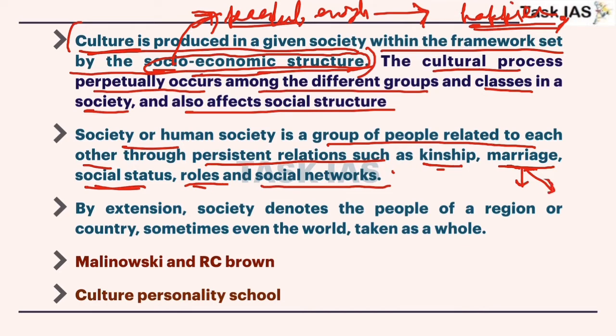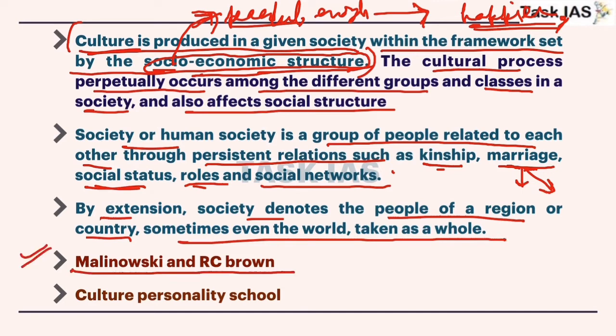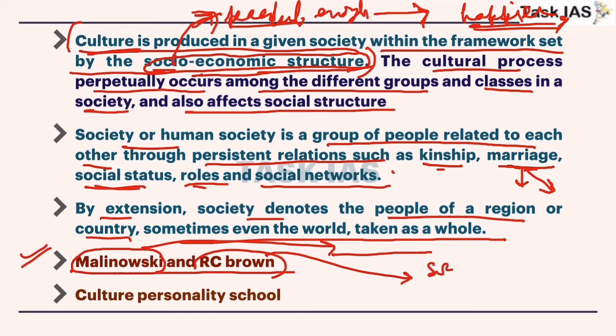Now you can use other thinkers like Malinowski and R.C. Brown. According to Malinowski, it is culture which is the major determining factor, and culture fulfills the needs of individuals of a society. But for R.C. Brown, it is society which is more important, and here culture acts as a tool to fulfill the needs of society. So these are different points.